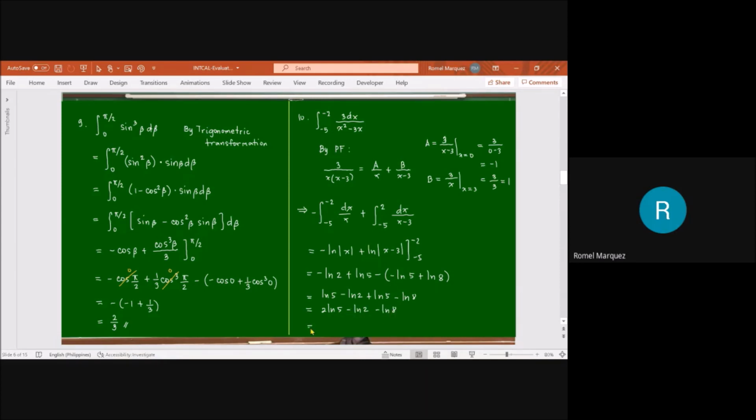How do we write this as a single logarithm? Ln of, in the numerator, this means 5 squared. So ln 5 squared, 25. If difference of logarithms, so logarithm ng quotient. So we multiply this 2 times 8. So that is 16. Okay, guys? Yan. So that's the value of this definite integral. Any question with that?